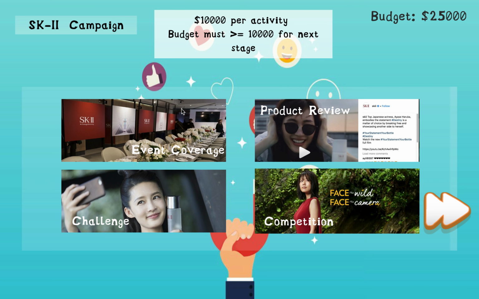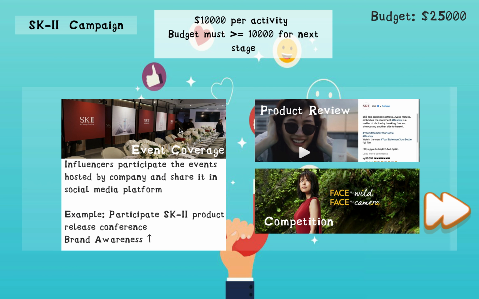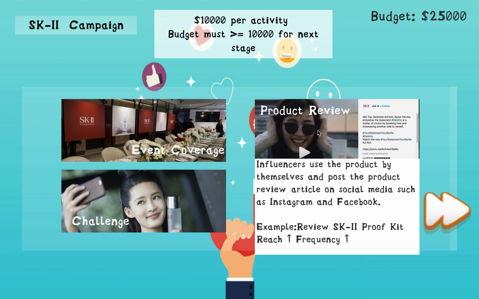For example, event coverage: the influencer participates in events hosted by the company and shares it on social media platforms. It can increase your brand awareness in this game, for example, participating in the SK2 product release conference. The second is product review. Product review is when influencers use the product themselves and post a product review article on social media, such as Instagram and Facebook, for example, reviewing our SK2 proof kit. This action can increase your reach and frequency.